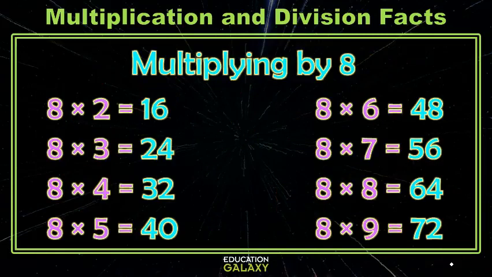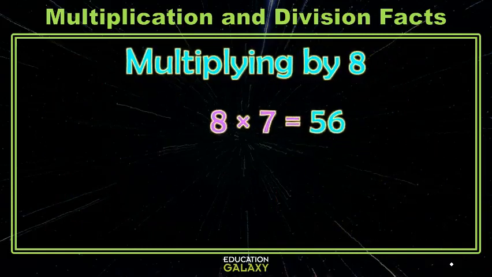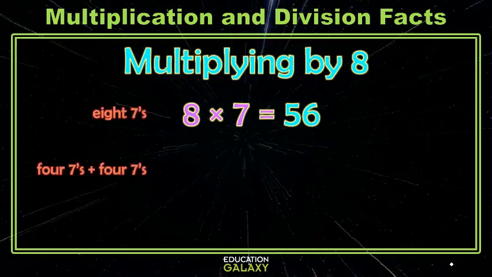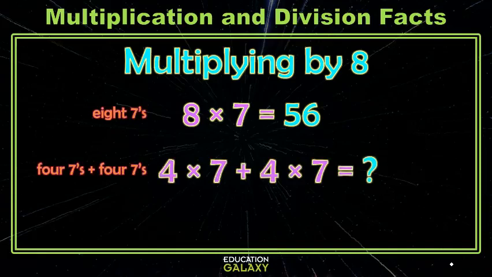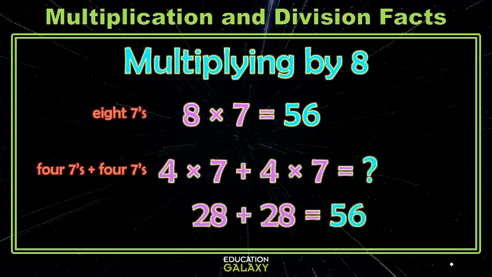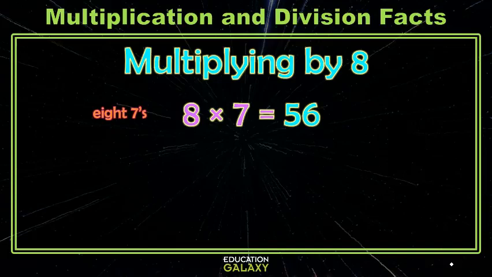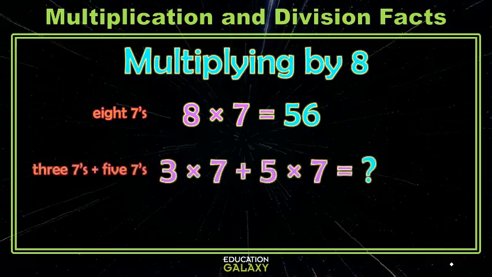Okay, great. So what about the 8's? The 8's we might need to break up. So if I was trying to remember that 8 times 7 is 56, I'd want to notice, hey, I've got 8 7's. And I could separate that into 4 7's and 4 7's, right? So then that's just 28 and 28, which is 56. And you could break it up other ways. So if you wanted to do 3 7's and 5 7's, you could do that.